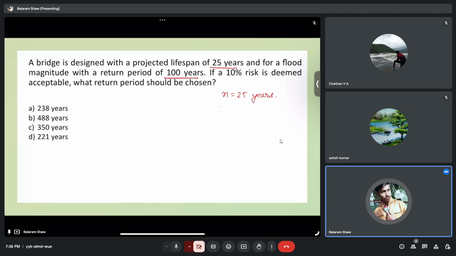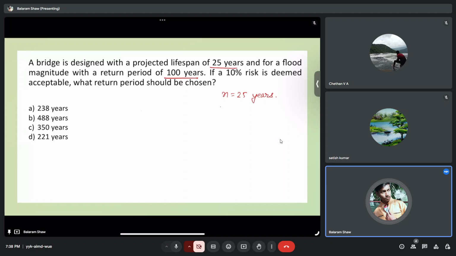So we need to calculate the risk. Same as before, we just use 1 minus (1 by T) to the power n. How much are you getting? 1 minus (1 by 100) to the power 2. Let's calculate. You'll get somewhere near 1.99%. The correct answer will be D. Any question here?